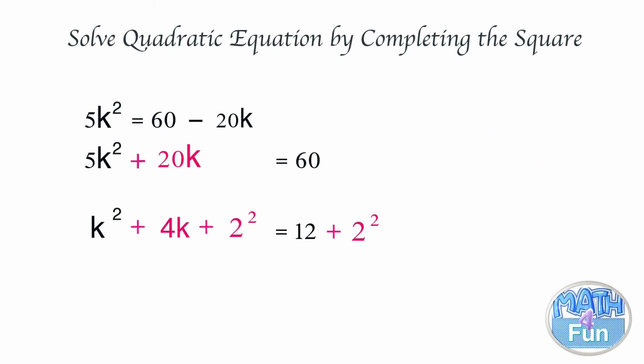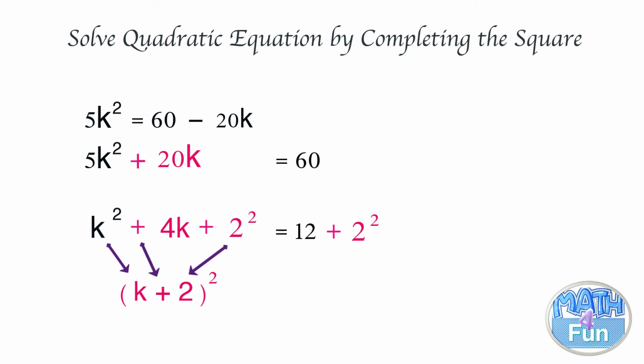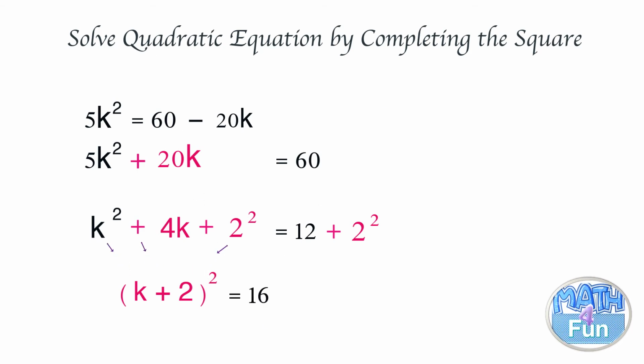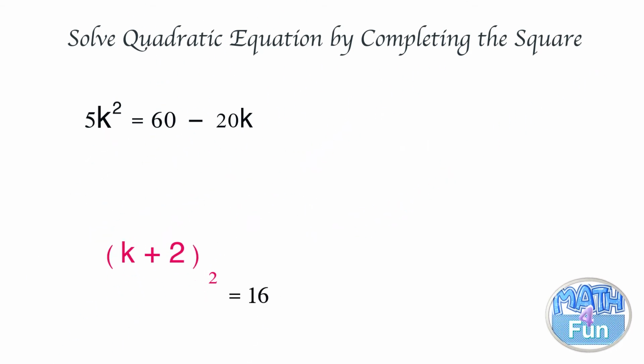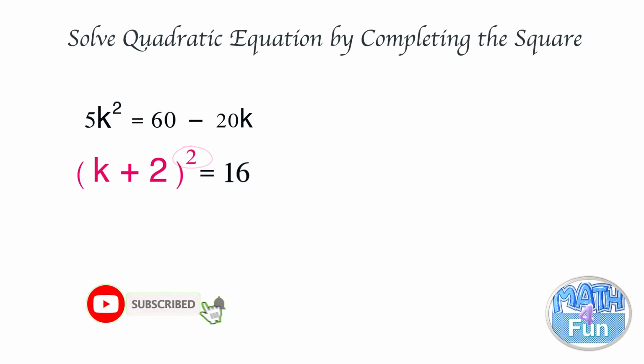Now, on the left side, we have k squared plus 4k plus 2 squared, which is the binomial square of k plus 2. So we can write it as (k plus 2) squared now. On the right side, what do we have? We have 12 plus 2 squared, which is 16. And now, to solve this equation, we need to remove the square here. To remove that, we take the radical on each side.